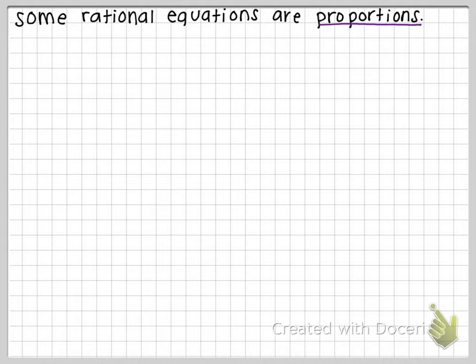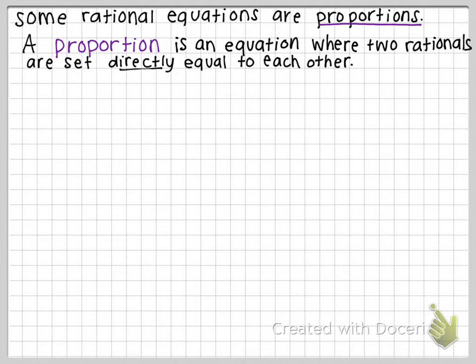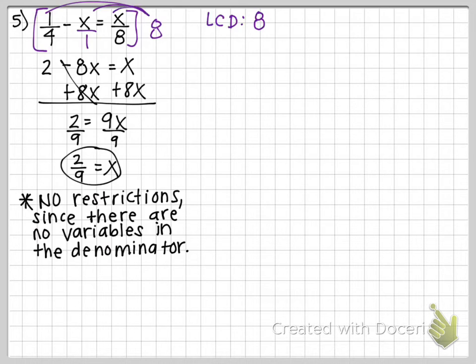Okay, almost finished. So some rational equations are called proportions. So a proportion is an equation where two rationals are set directly equal to each other. So if we go back, let me go back right here. Do you see how here we have a fraction, right? Minus another fraction, or just that x, right? Equals, and then another fraction over here.